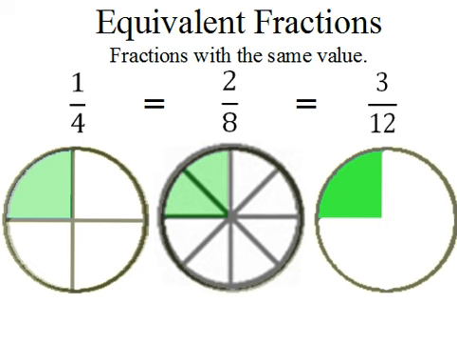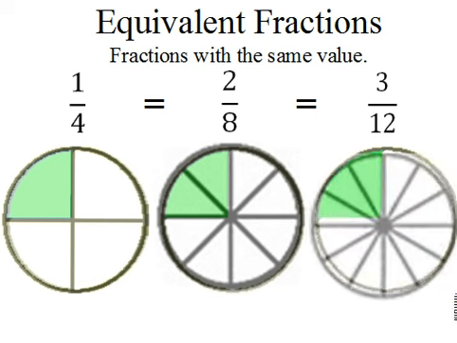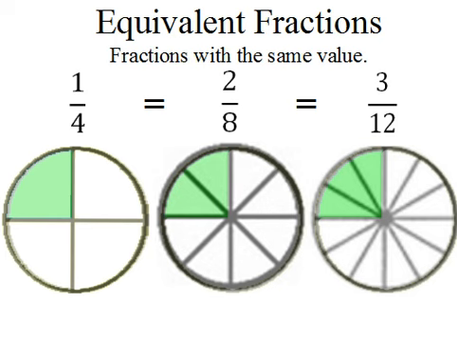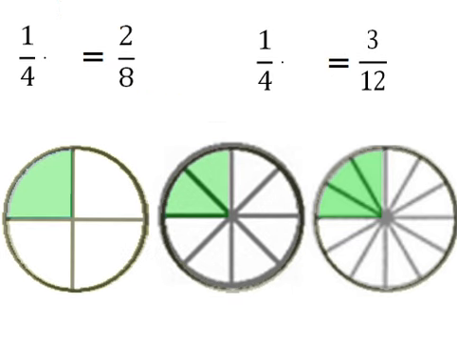Same thing happens if, instead of cutting the pizza into 4s, I decided to triple the amount of slices and cut it into 12. So now instead of 1 slice, I've got 3 slices covered in pesto. I've tripled the amount of slices in the pizza, so I've tripled the amount covered in pesto. So let's look at how we can make equivalent fractions without using pizzas or pesto or food in general.